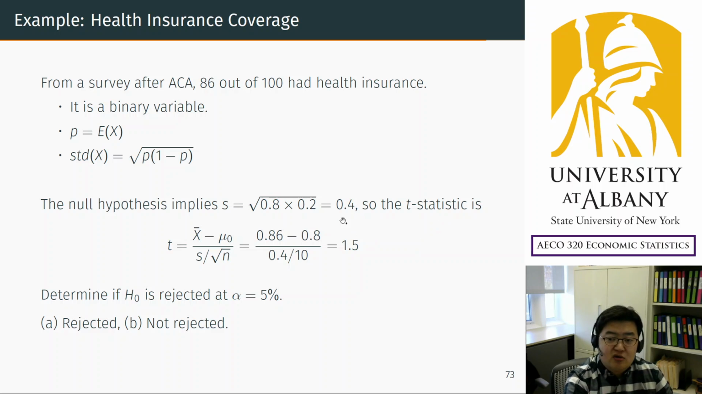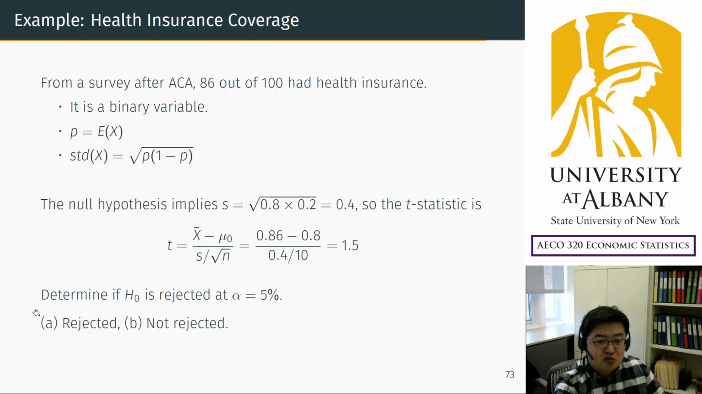So using this standard deviation, we can calculate the t-statistic first. For the t-statistic, what you observe is 86%, what you believe is 80%, and the difference is standardized. And you get 1.5. So the t-statistic is 1.5.